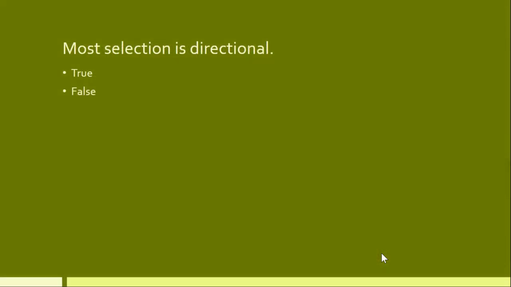Now, most selection is directional, true or false? So a lot of the examples that we use when we talk about selection, they are directional, and so it would seem like most selection is directional, but that is actually false. You have all of the different types of selection going on, all the time, pretty much equally. I mean, you can't say, oh, most of it is this, it doesn't work like that. But a lot of the examples we use are some of the best examples to help you understand natural selection. So you just see them more.